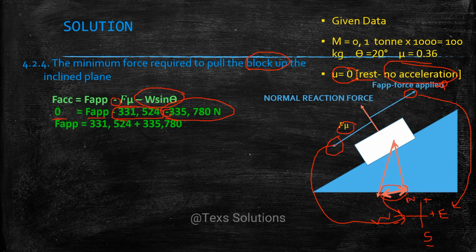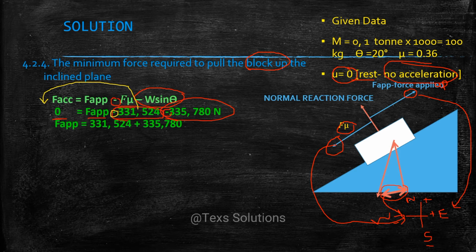Okay. Next, I want to calculate the applied force. How am I going to do that? I need to make the applied force the subject of the formula. I leave the applied force on one side. I take all other values over to the other side. So when I take this 331.524 over to the other side, I need to change the sign. The negative sign is going to become a positive.